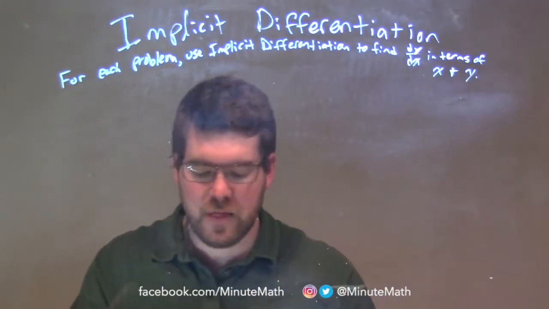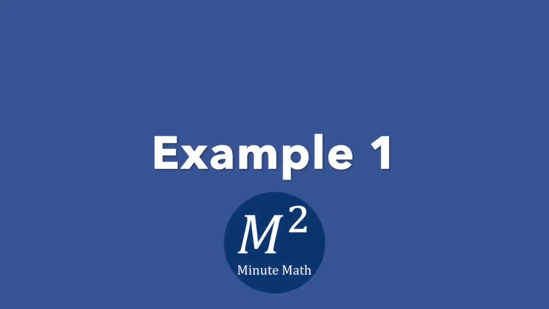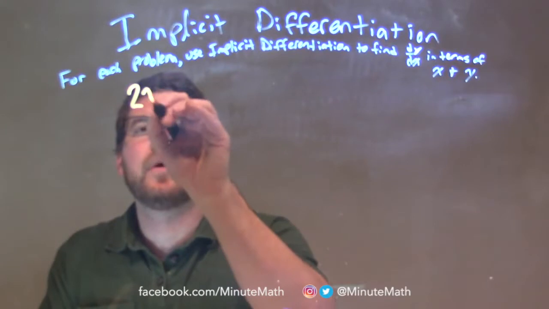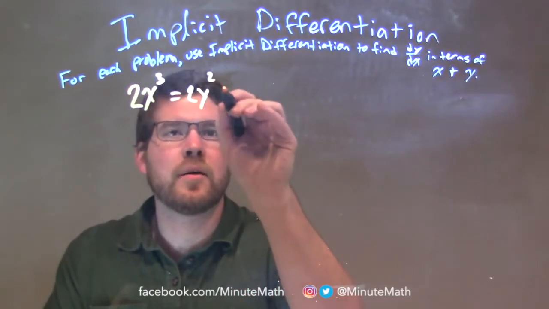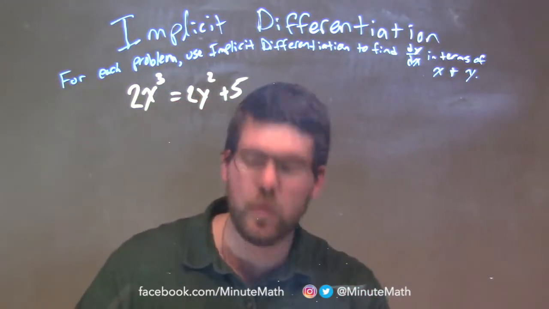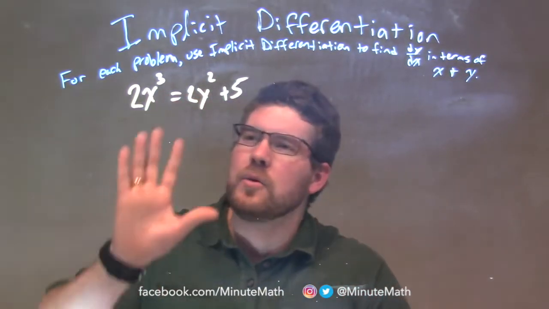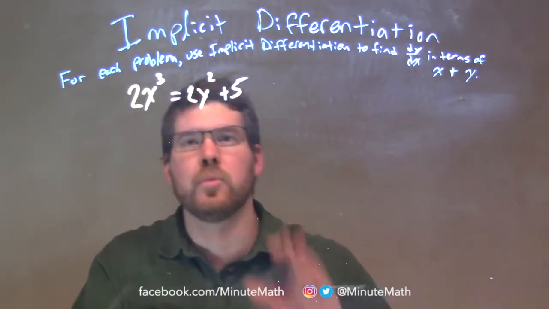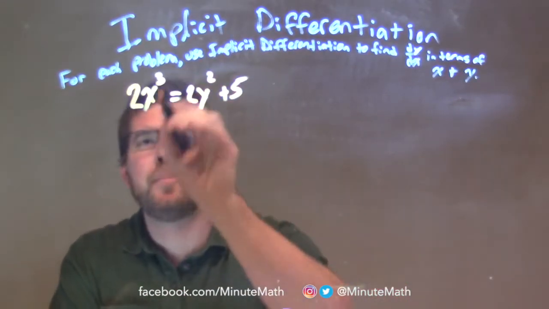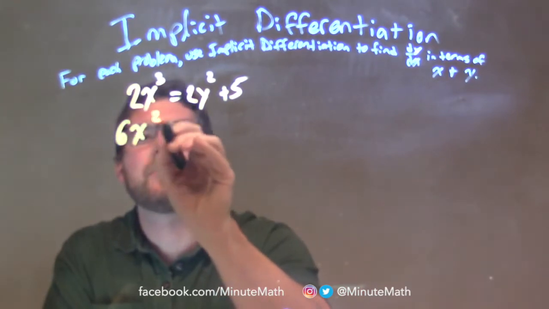So, if I was given this problem, 2x to the third equals 2y squared plus 5. Well, if I want to do this, on the left-hand side here, I treat 2x to the third just like I normally would. I would kind of ignore this and say, okay, power rule, it's 6x squared.